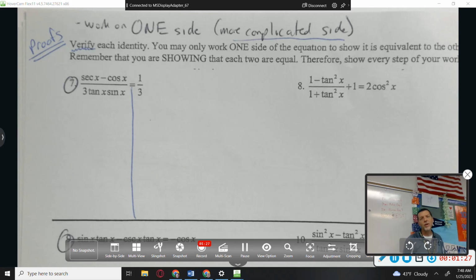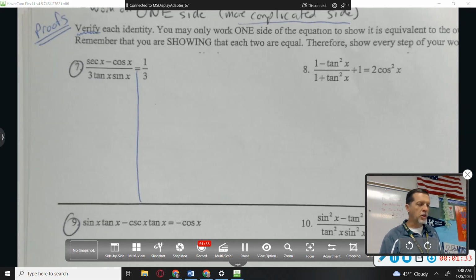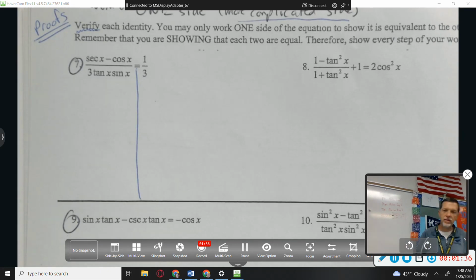All right, so the only way to do these or learn them is to do them. So we're just going to work some of these together. Again, no notes today other than working some of these together. So number 7, secant minus cosine over 3 tangent x sine of x.